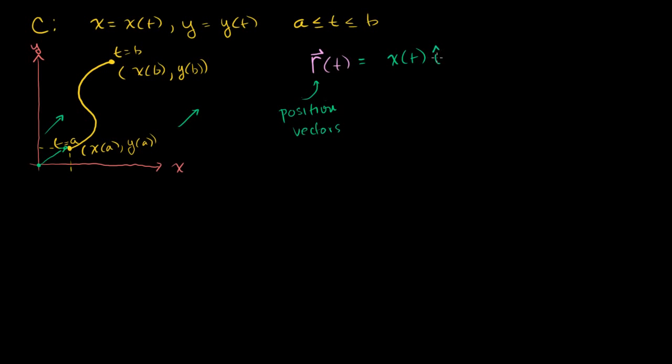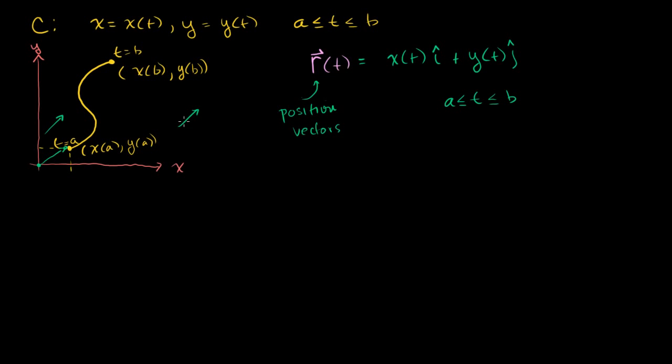That just says it's a unit vector, plus y of t times j. If I was dealing with a curve in 3 dimensions, I would have plus z of t times k. But we're dealing with 2 dimensions right here. And so the way this works is, for any t, and still we're going to have t greater than or equal to a, and less than or equal to b. And this is the exact same thing as that.